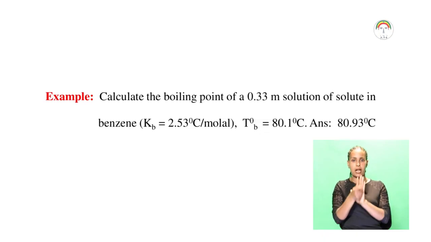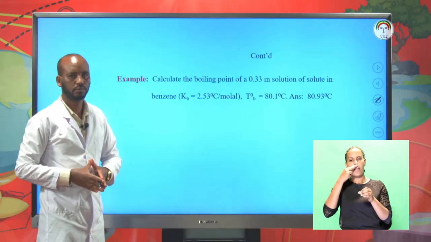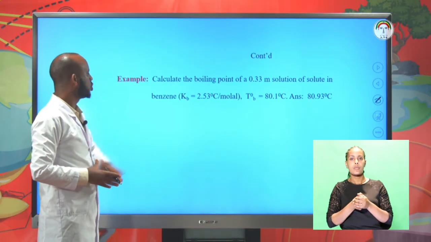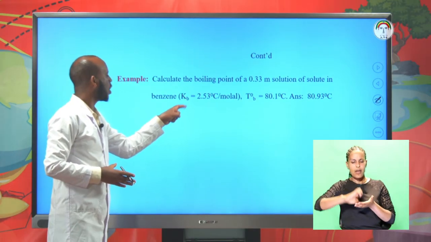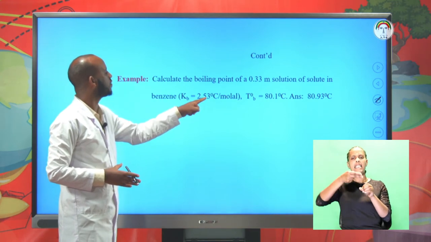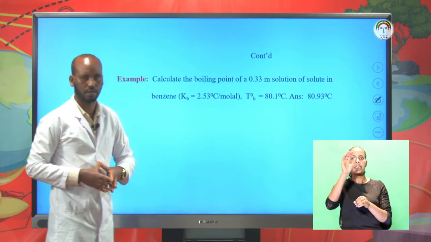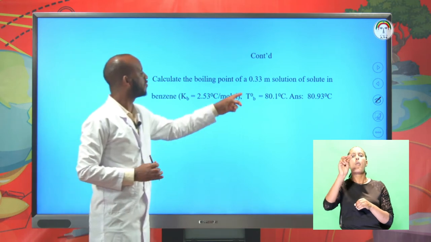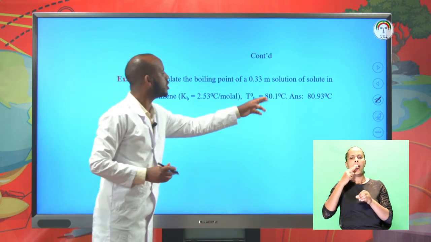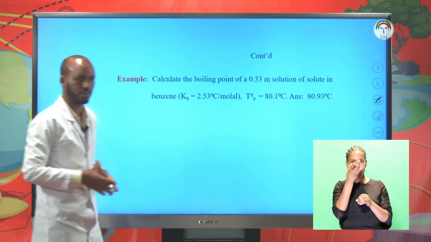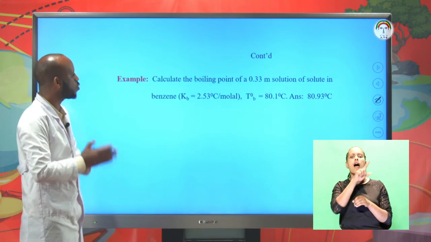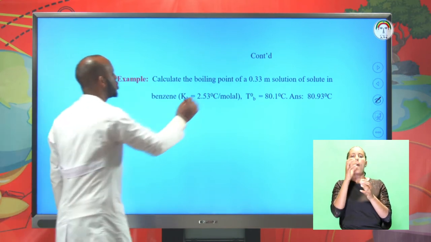Example: calculate the boiling point of a 0.33 molal solution of solute in benzene. The boiling point elevation constant of benzene is 2.53 degrees centigrade per molal. The boiling point of pure benzene is 80.1 degrees centigrade. You are asked to calculate the boiling point of the solution.